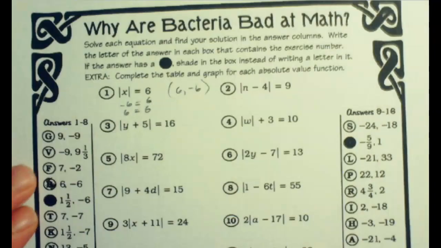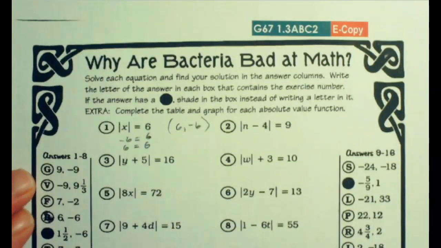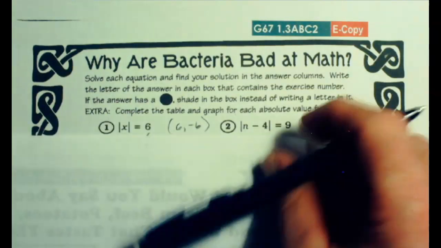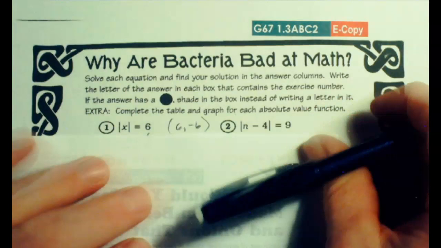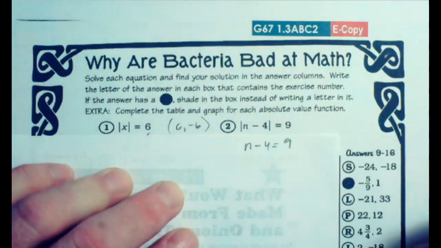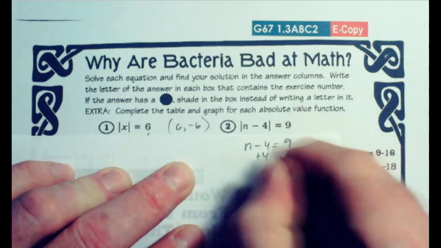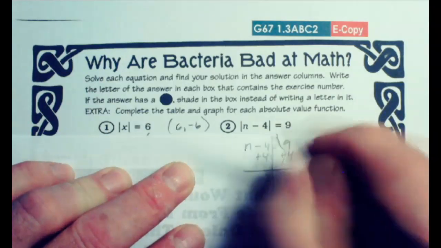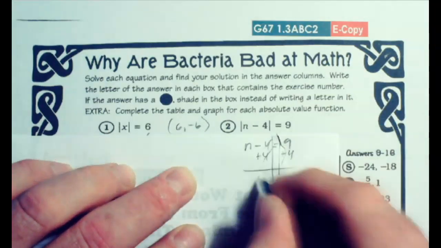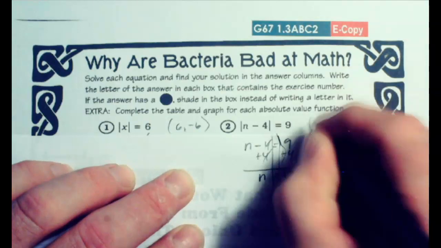Okay, now the second one is a little bit more complicated. So I'm going to do this on a separate sheet of paper so my work can be a little neater. Now, because there are two different possible answers for this, you've got to work this two different ways. You can just think about this as this equation, n minus 4 equals 9. Okay, now we can add 4 to both sides. Simple one-step equation. The 4's cross off. You've got n equals 13. So 13 will be one of your answers.